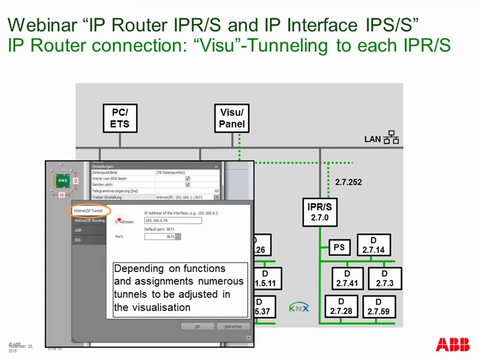Then it depends on the software of your visualization system. For example, here we can set the parameters for the first tunneling connection, KNXnet/IP tunnel. We have to write the IP address of this IP router, and choose the correct port 3671 for KNX. And then we have to create another tunnel to another IP router with another IP address, and so on.